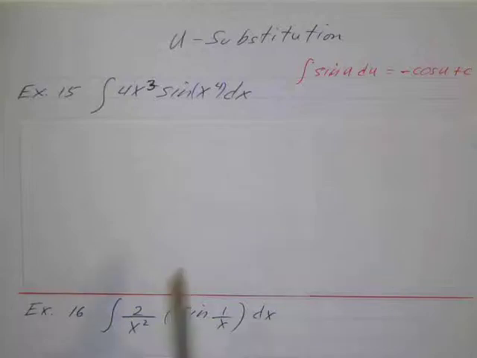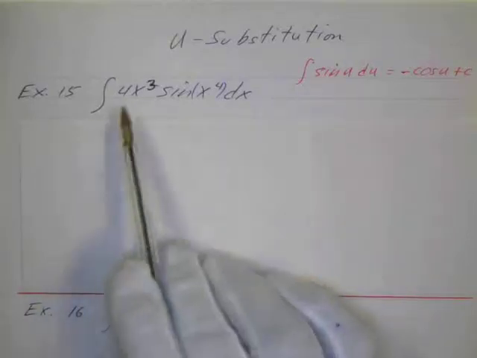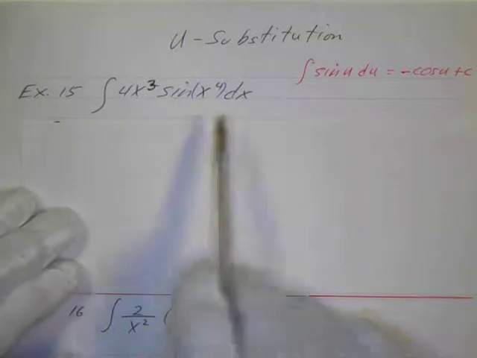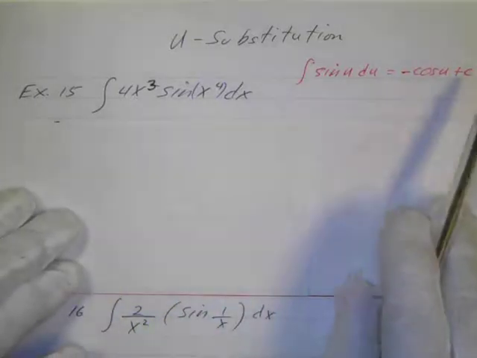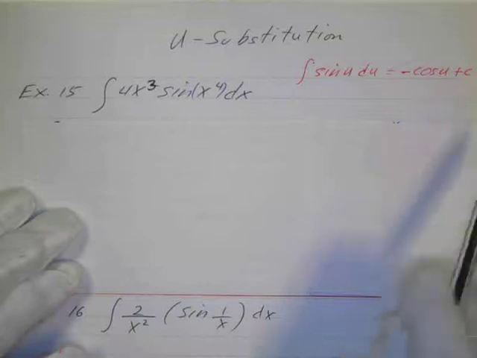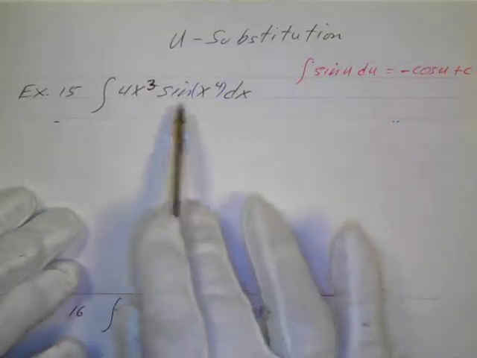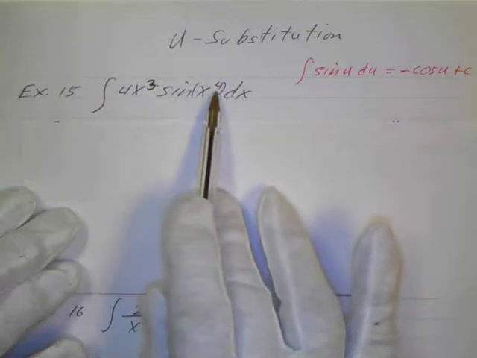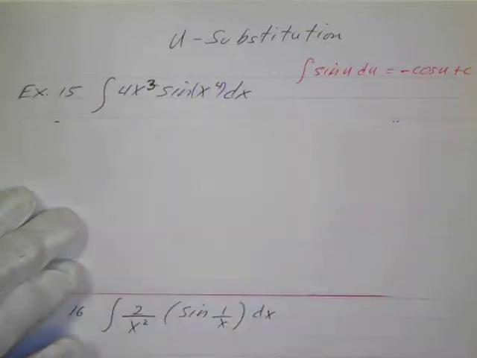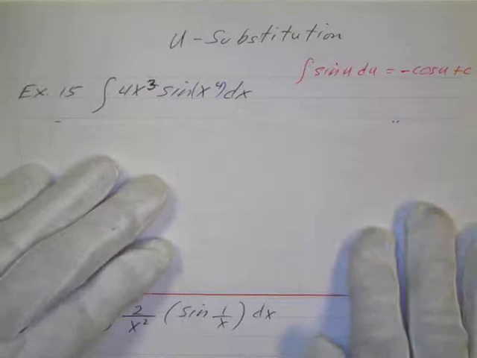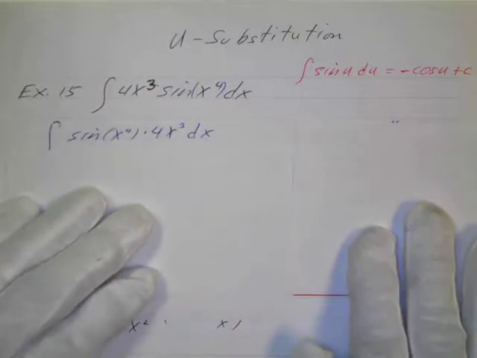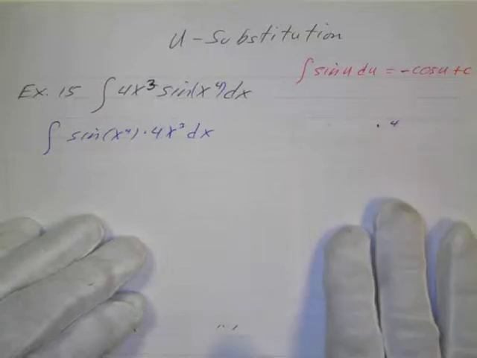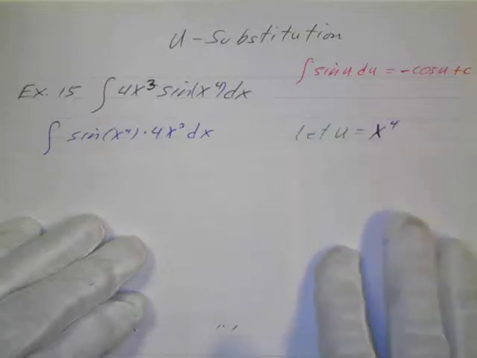So if we look at this problem, this was number 15 of our examples, 4x cubed sine x to the fourth dx. And we're going to try to get this in the form of sine of u du, because we know the antiderivative of that is the negative cosine of u plus c. When we notice this, we can see that if we call this u, the derivative of that is going to be 4x cubed, and we've got it right here, so we'll be in pretty good shape. So we just write this a little bit differently, and we'll put the 4x cubed on the right, and then we'll let u be x to the fourth.